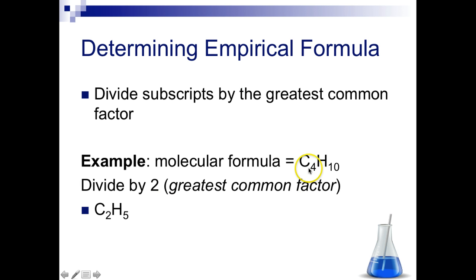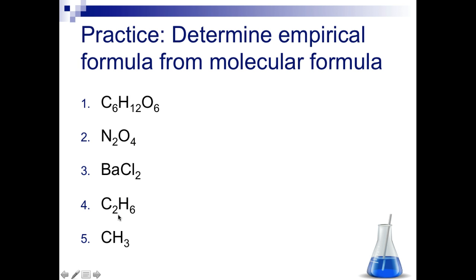So if we have a molecular formula of C4H10, if we divide 4 and 10 by 2, that's the greatest common factor, or the biggest number that we can divide both 4 and 10 by, we get an empirical formula of C2H5. So I want you to practice determining the empirical formulas from the molecular formulas for these 5 compounds. Pause the video and unpause it when you're ready.